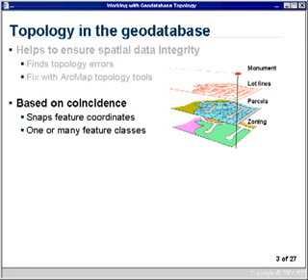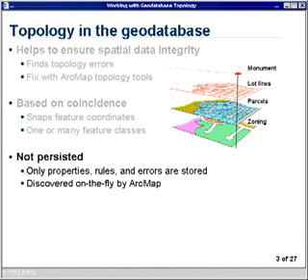So it's based on coincidence. What this means is if you have two polygons next to each other, the line in between them is two lines directly on top of each other, or they're considered coincident within a cluster tolerance that's user-defined. It can be between one or many feature classes that are contained within a feature data set. So it's not persisted. It only stores properties, rules, errors in the actual topology class. And the topological relationships are discovered on the fly in ArcMap.